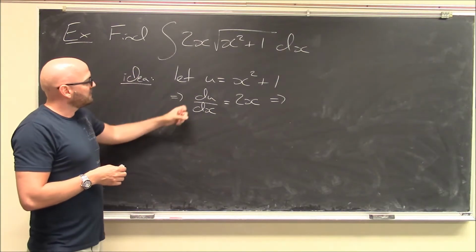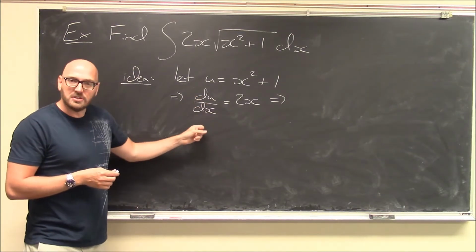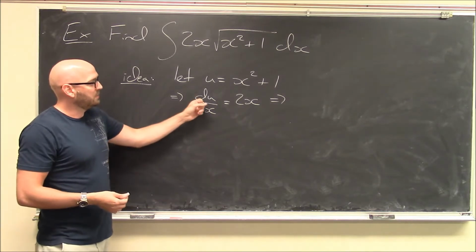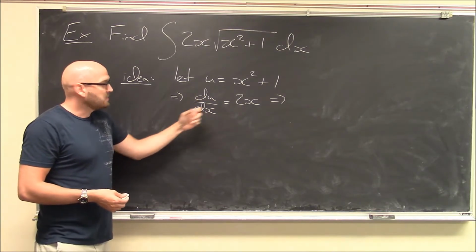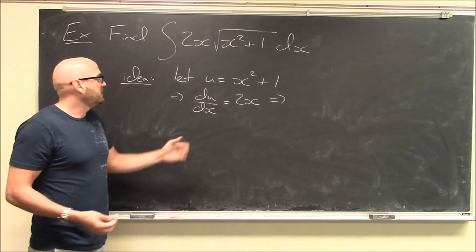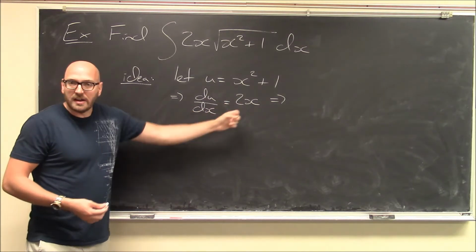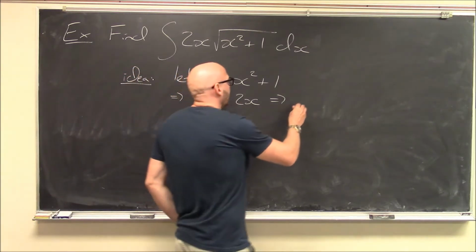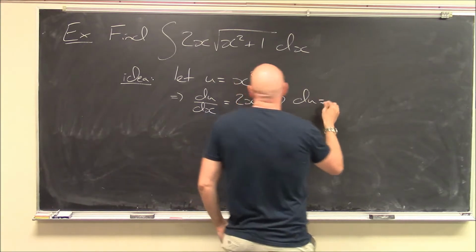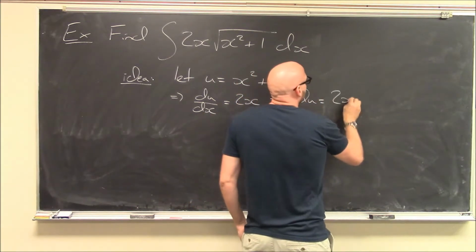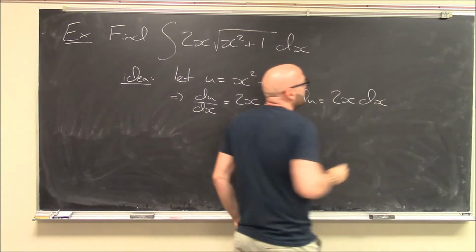But the Leibniz notation is very suggestive of the fact that this is actually a ratio of two things. It's what's called a ratio of two differentials. And I can algebraically work with this as literally a ratio, meaning I can multiply both sides by dx. So this means du, if I solve for du, is 2x times dx.